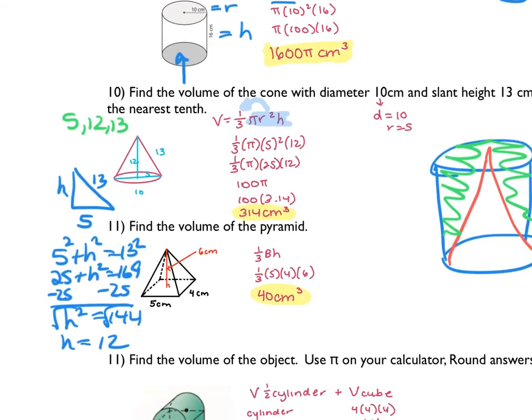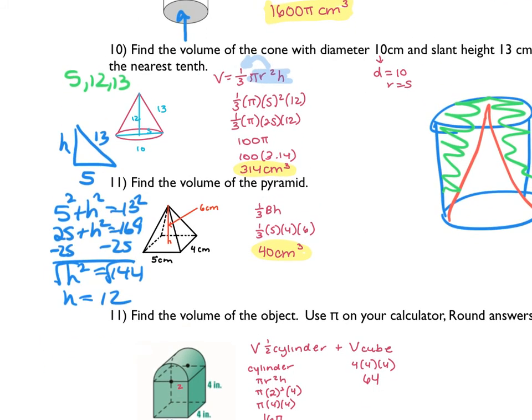Then for number 11, the volume of the pyramid, just like the cone, it's 1/3 area of the base times how tall it is. But my base this time is a rectangle. So I would do the area of the base, which is 5 times 4, times it by the height, and then I like to just divide it by 3. Because again, if you multiply it by 1/3, that equivalent is 0.3 repeating. So it's a lot easier if you just do 5 times 4 times 6, multiply all that, and then divide the answer by 3.